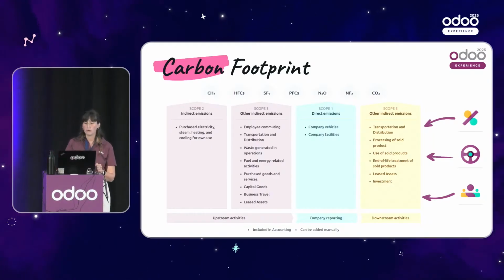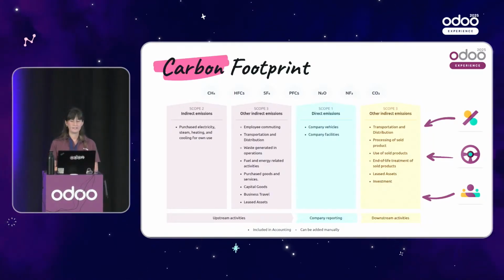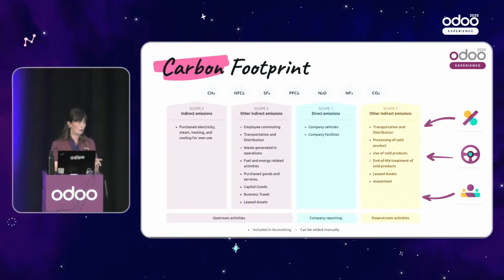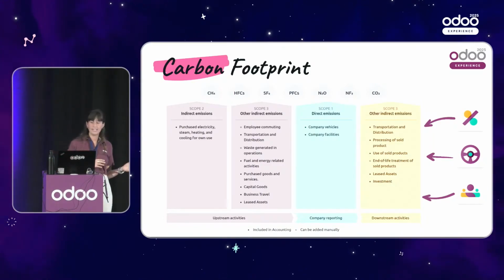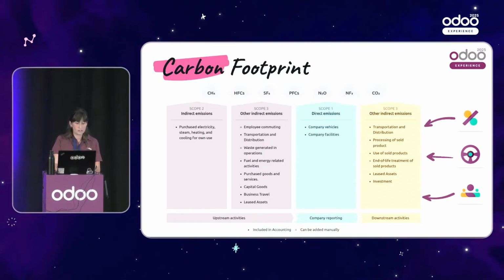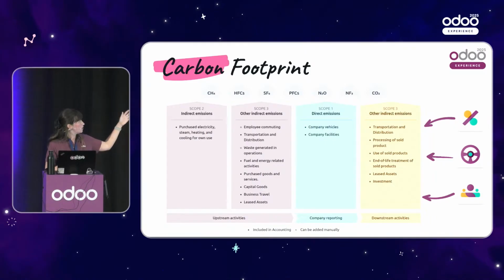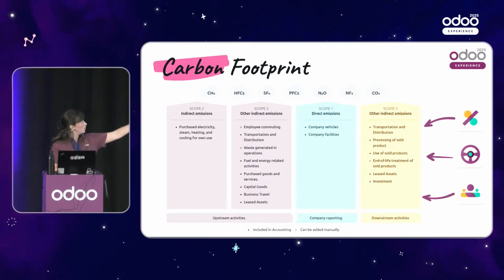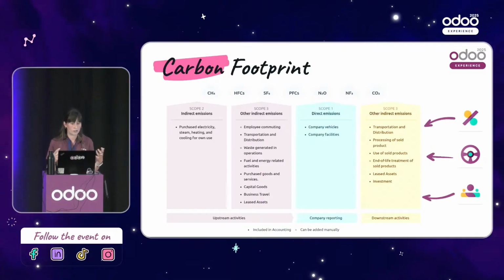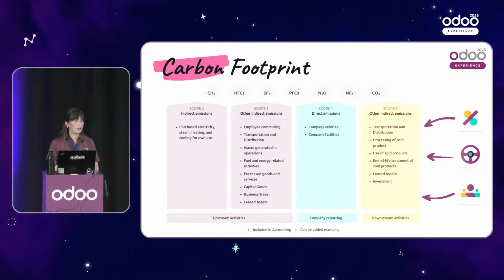This tool will be integrated with the accounting app, so we'll be able to extract all data from accounting to measure all these emissions, but also with the fleet app and the employee app for the employee commuting emissions. And also, some emissions are more difficult to calculate, for example the waste generated in operation. We are not able to do that automatically, so for that, we will allow you to add these emissions manually in the app.